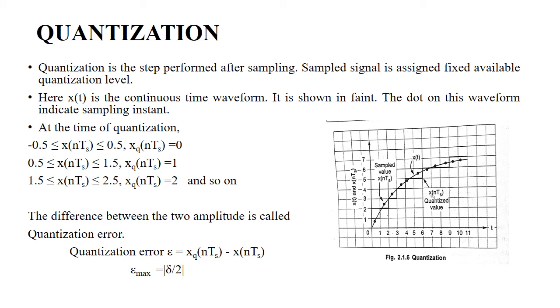The difference between the two amplitude levels is called the quantization error. That is denoted as epsilon and is noted as xq(nTs) minus x(nTs). That is, epsilon max is equal to modulus of delta by 2. So this is the maximum quantization error.